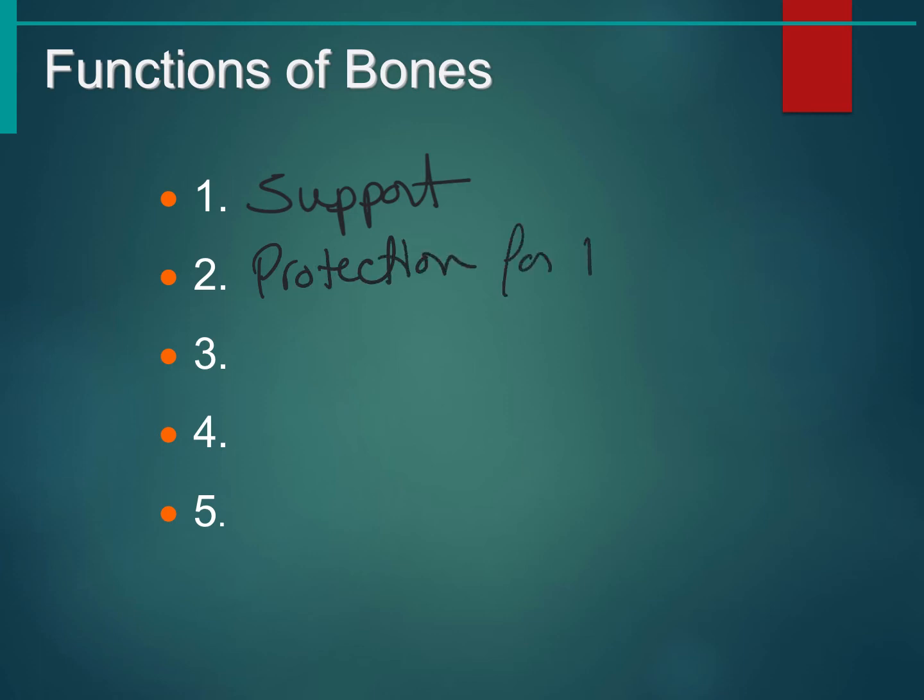So the heart and the lungs are protected in the rib cage. Like the pelvis kind of protects the bladder area and some of the digestive tract. Obviously the skull protects your brain. The skeleton allows for movement because of attached skeletal muscle.